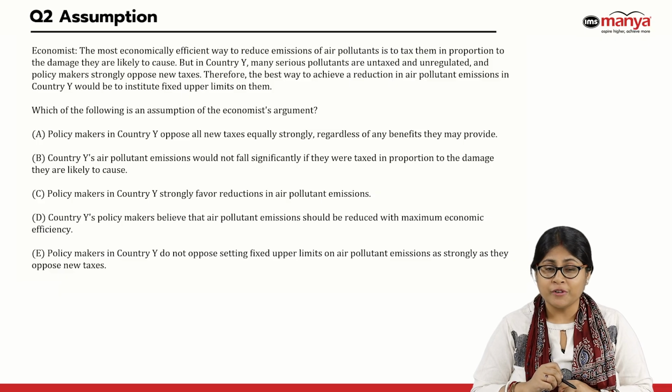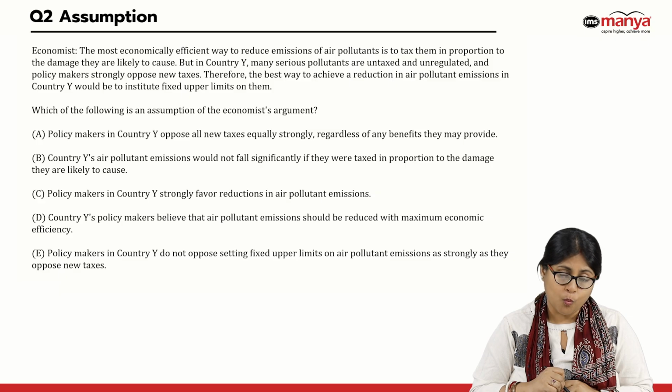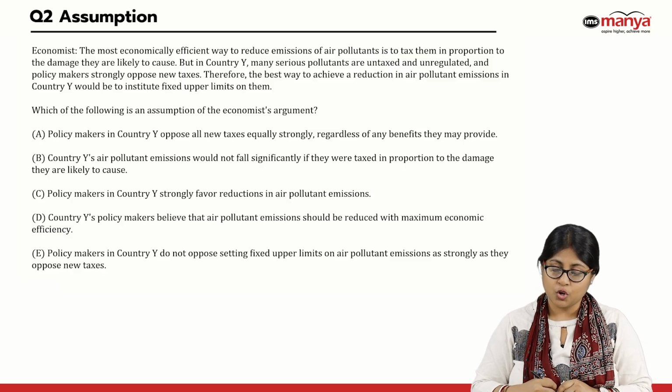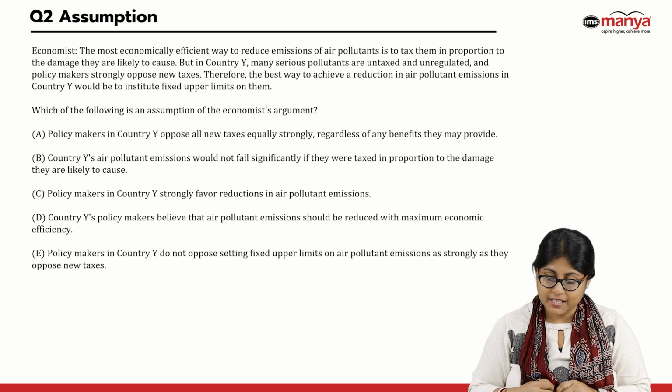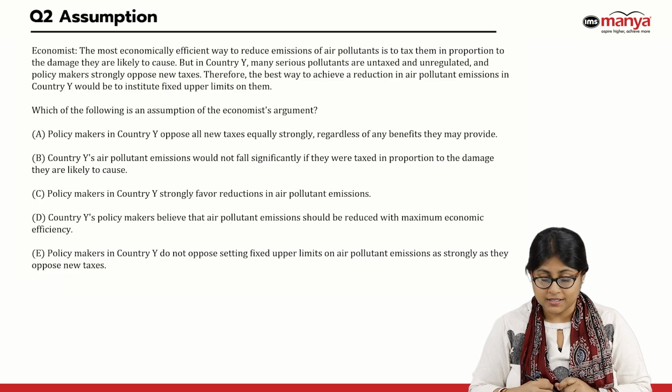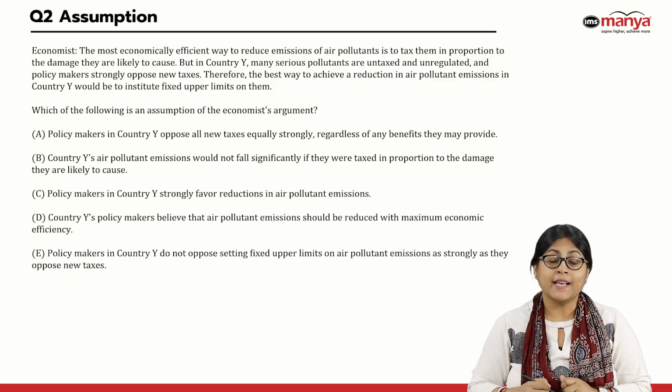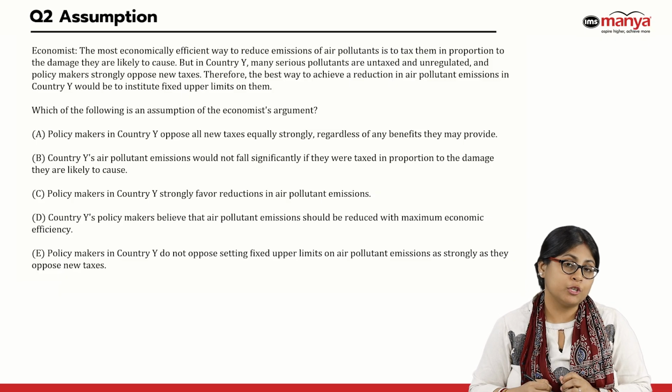Step number 2, we X-ray the argument to identify what are the premises and what is the conclusion. So let's read the paragraph. The most economically efficient way to reduce emissions of air pollutants is to tax them in proportion to the damage they are likely to cause. Okay, so the economist thinks that the economically best way to reduce air pollutants would be to tax them in proportion to the damage they cause.